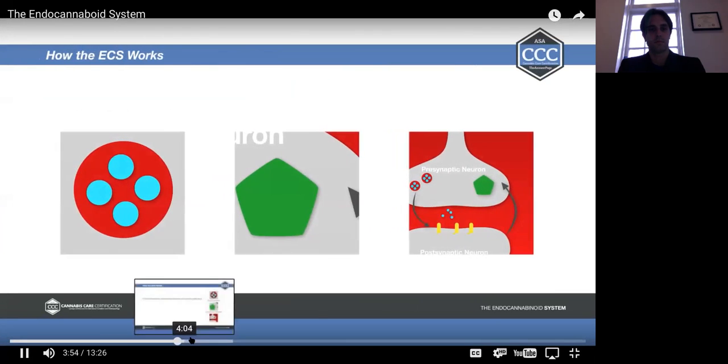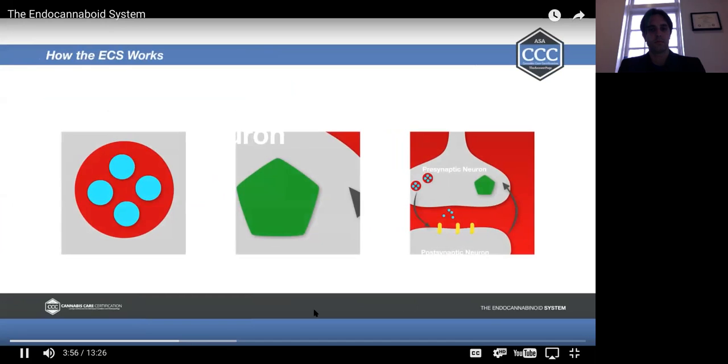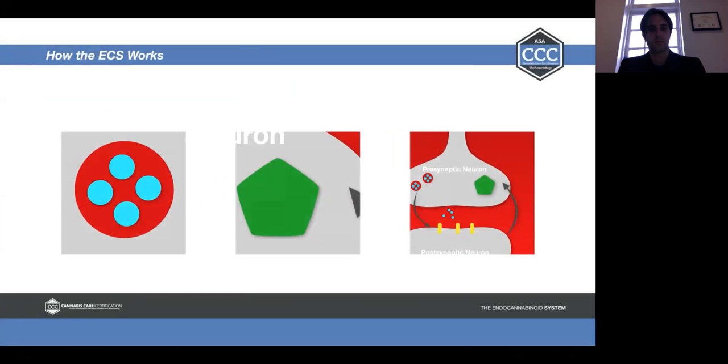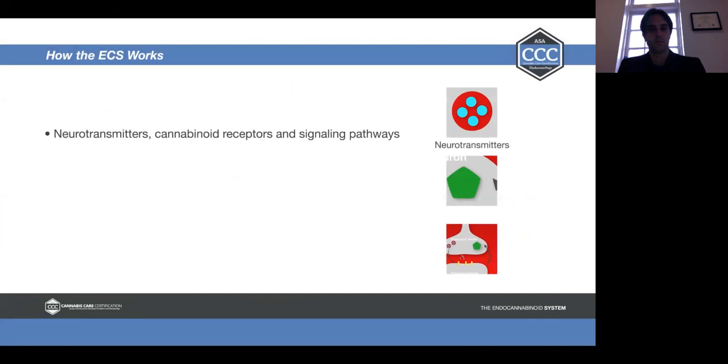To understand how the endocannabinoid system works, let's take a closer look at the three main components of the system: neurotransmitters, cannabinoid receptors, and signaling pathways. Neurotransmitters are endogenous chemicals that transmit signals from a neuron to a target cell across a synapse.